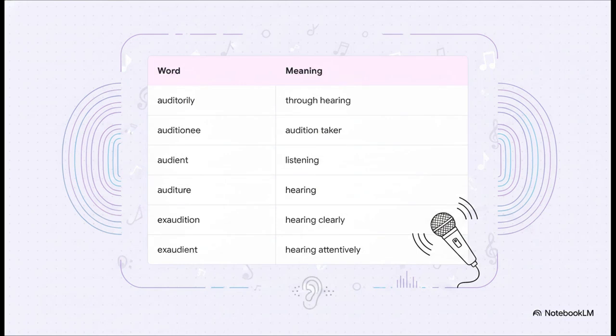Let's keep the momentum going with a few more rare literary gems. You might learn things auditorily, so through hearing, maybe by listening to an auditee perform. And anyone who is actively listening is considered audient, actively engaging an auditor or hearing. But the ultimate boss-level words here have that intense X prefix. X audition isn't just hearing, it's the act of hearing someone out completely and with total clarity.